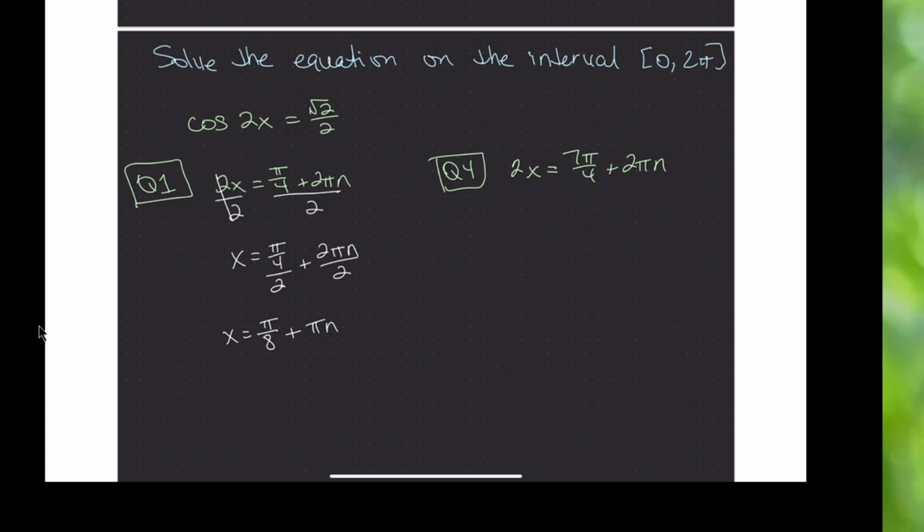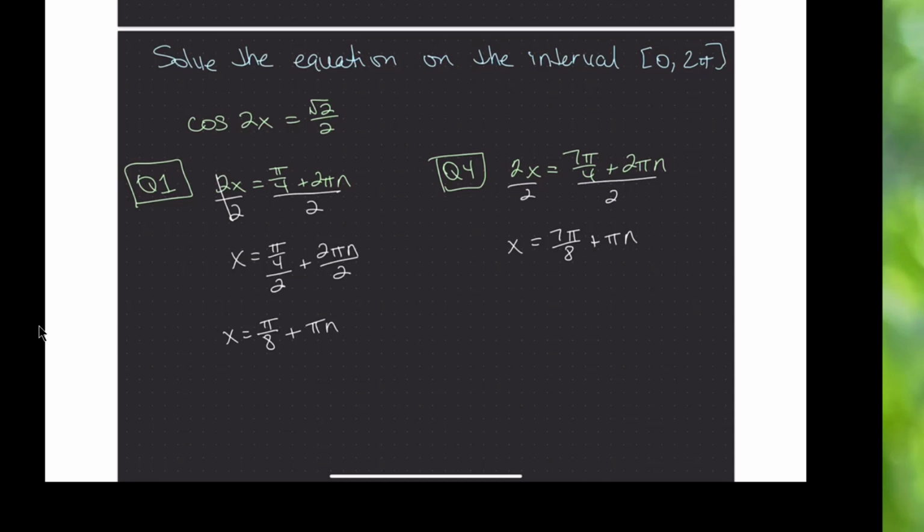We want to do the same thing for quadrant 4. Yep, so we're going to divide by 2, divide by 2. X equals, what are we going to get? 7 pi over 8 plus pi times n. We good with all those?